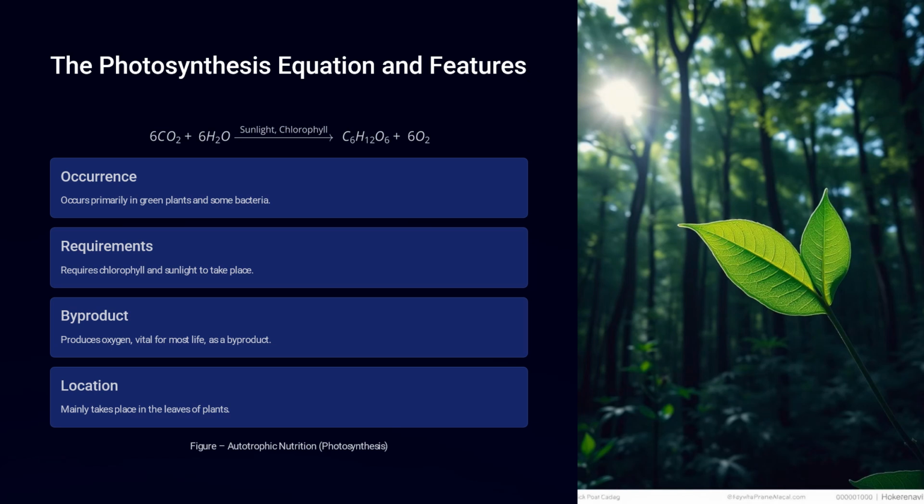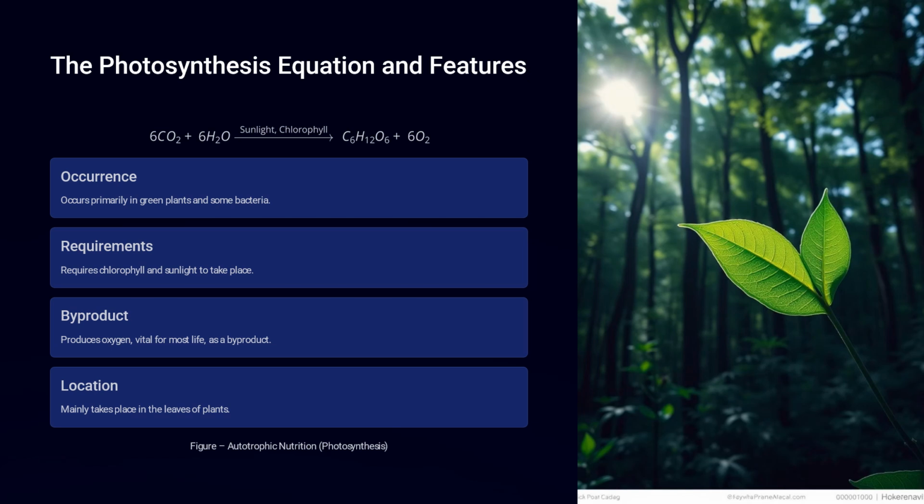Here the equation is 6CO2 plus 6H2O, in the presence of sunlight and chlorophyll, gives C6H12O6 plus 6O2. Chlorophyll is a green color pigment present in the plant. C6H12O6 is glucose and O2 is oxygen. If you mention these things, below it you can mention what CO2 is, what H2O is, and what end products they form when utilizing sunlight and chlorophyll. If you mention all these, it is a benefit for you. Don't forget to mention these things. Next, occurrence: it occurs primarily in green plants and some bacteria.